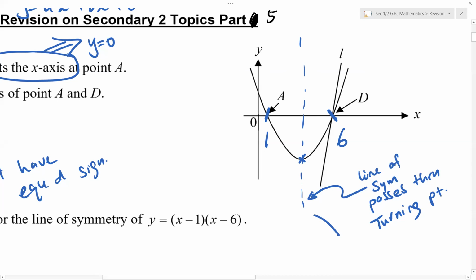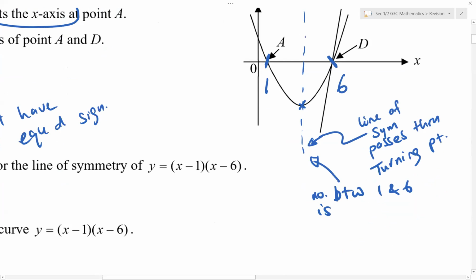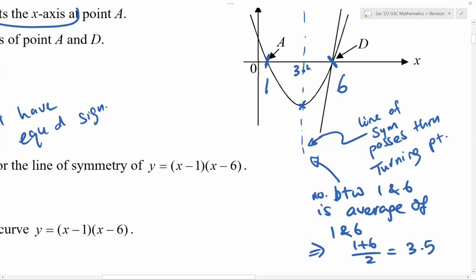So the number between 1 and 6 is the average of 1 and 6. So these are the notes that I would write down if I were you, to teach myself, to revise myself. So the average of 1 and 6 means 1 plus 6 over 2, which is 3.5. That number in the middle is 3.5.